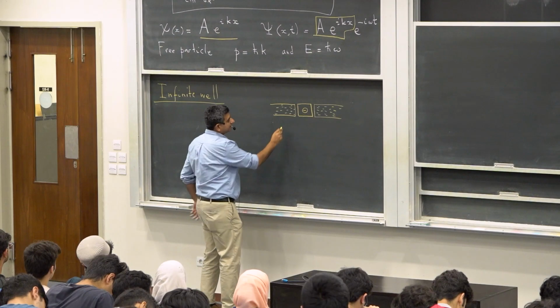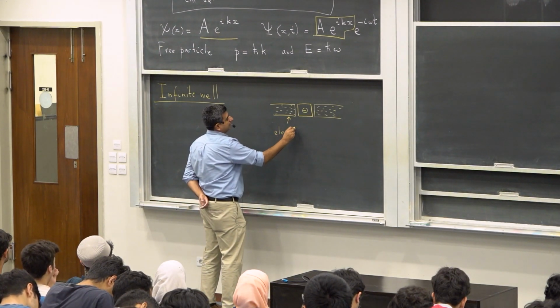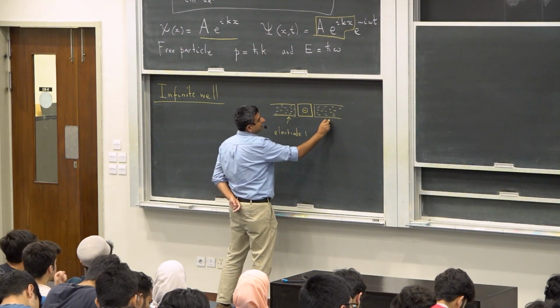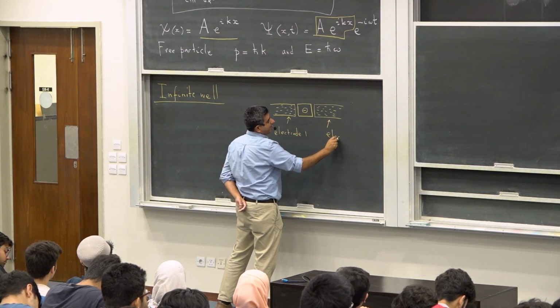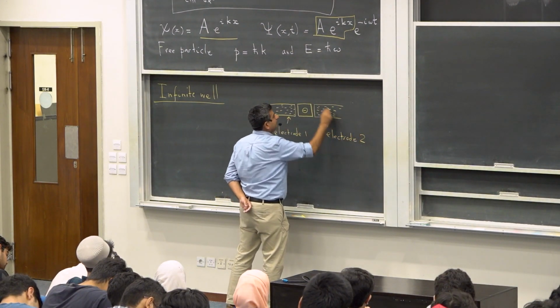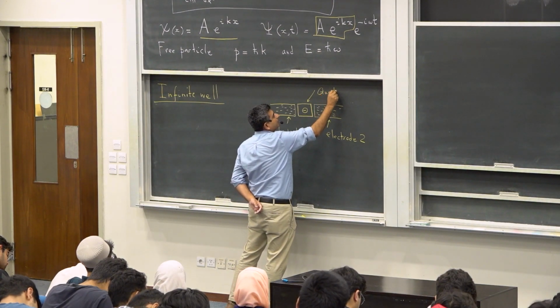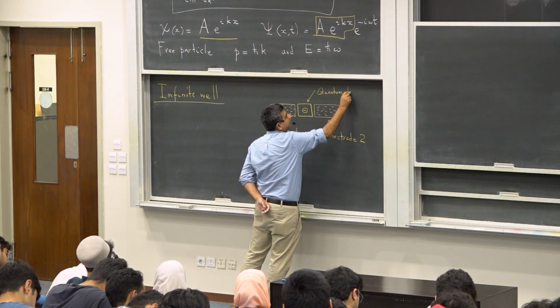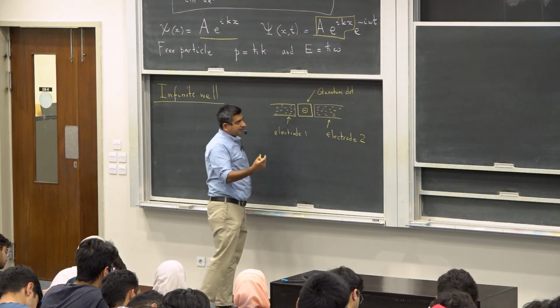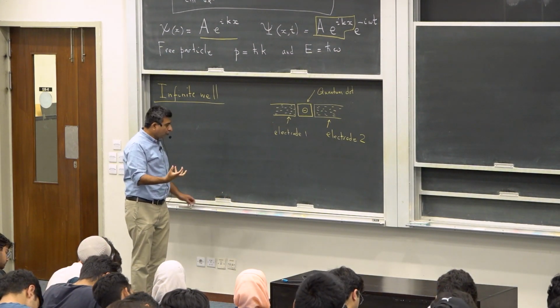So there are two electrodes. This is electrode 1, electrode 2, and this is our quantum dot. A quantum dot is just a small piece of a nanometer size semiconducting material that can hold electrons.